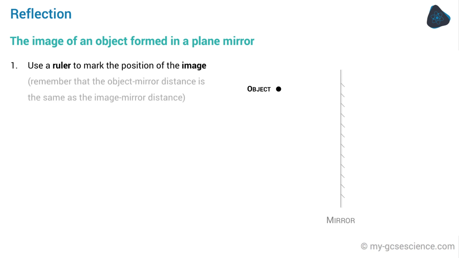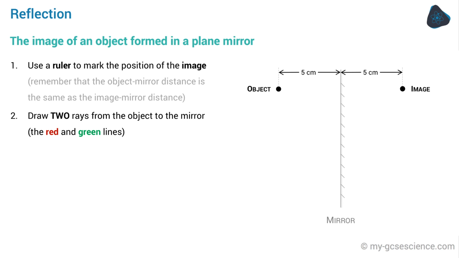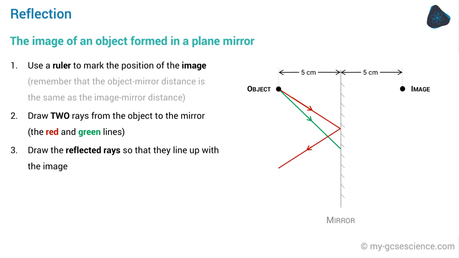First, use your ruler to mark the position of the image, which should be directly opposite the object as shown. Remember here that the distance from the object to the mirror should be the same as the distance from the image to the mirror. Next, draw 2 rays from the object to the mirror like this. Their exact angles don't really matter, but something roughly like this should do you well. You then draw the reflected rays so that they line up with the image. What that means is that if we extended either reflected ray, they would go through the image.